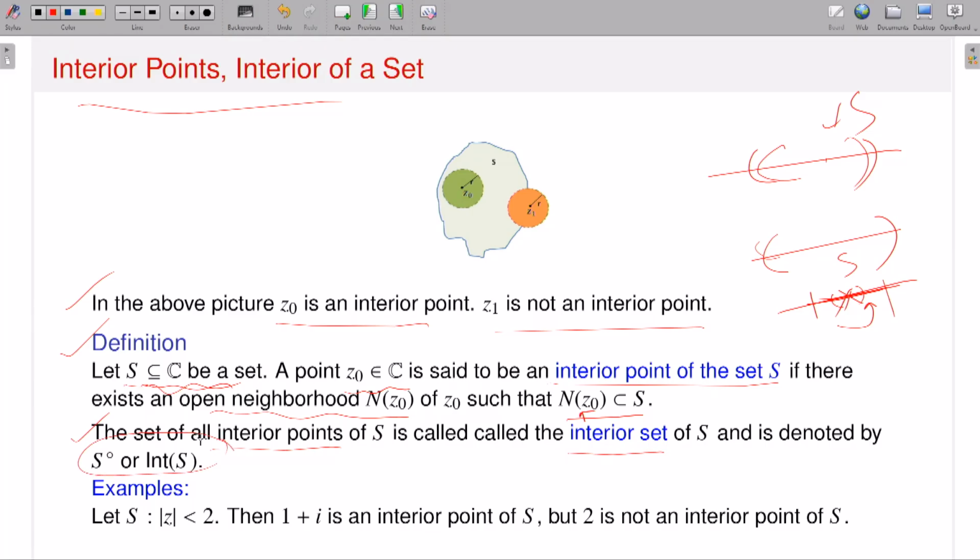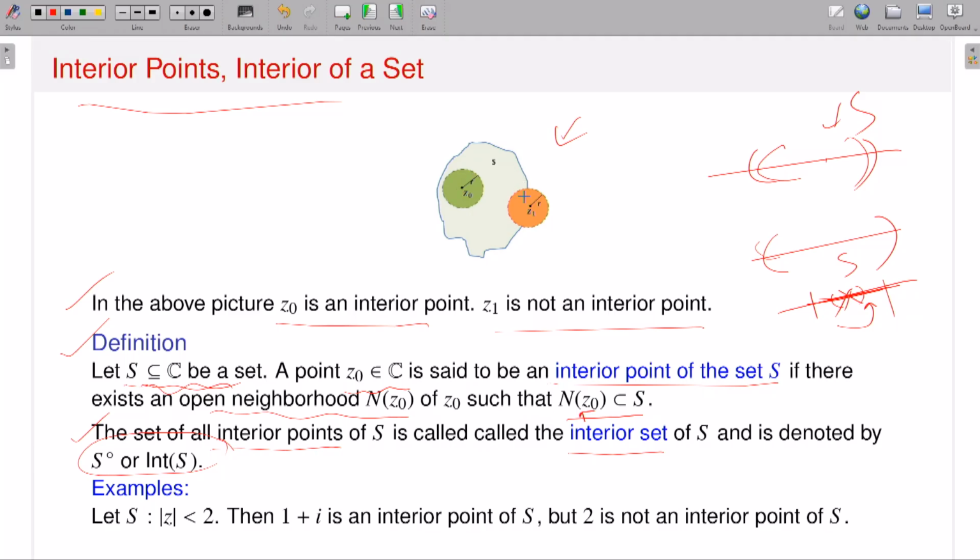int of S or S naught, you can use the same kind of notation you know in real analysis. So for example, now we come back to this kind of picture. This is my set, the gray one. I am saying that the point z naught is an interior point. Why? Because I am considering the green one, an open ball or open disc with center z naught and some radius r, which is fully contained in that set. So therefore it is an interior point.